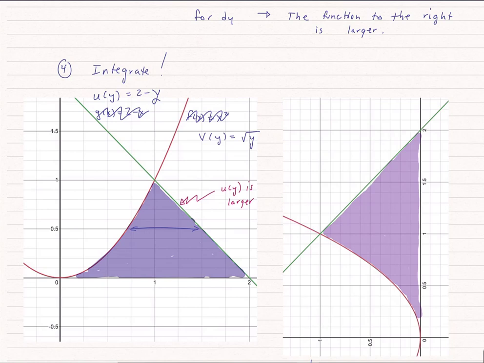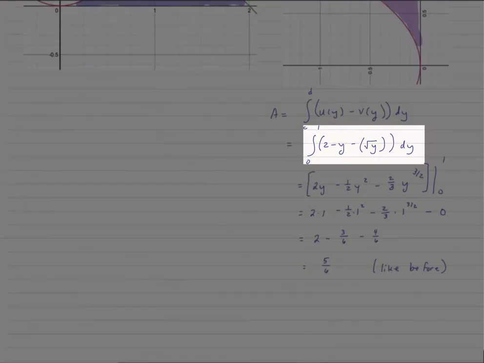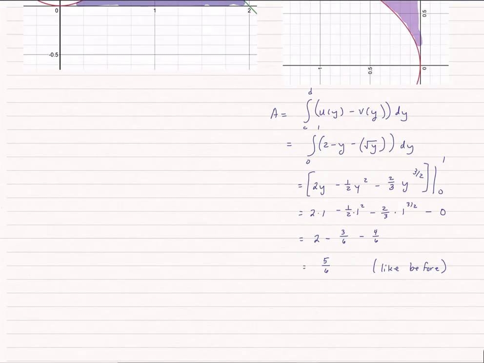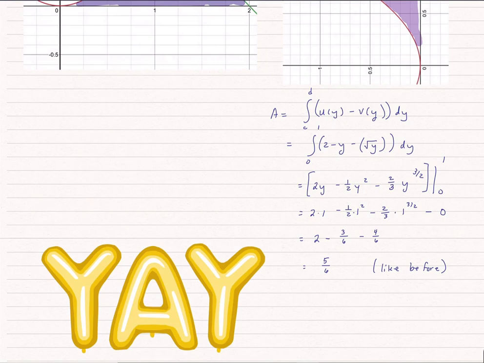All right, let's just go ahead and integrate. Now we're going to go from 0 to 1. And I said u of y, the function on top, was 2 minus y, minus v of y, which was square root of y. So we go ahead and do this integration. And just like before, we get the answer 5 over 6, which makes me very happy, because if we had an answer that was different using a different method, then we would have issues, wouldn't we? So it doesn't matter which way you do these.